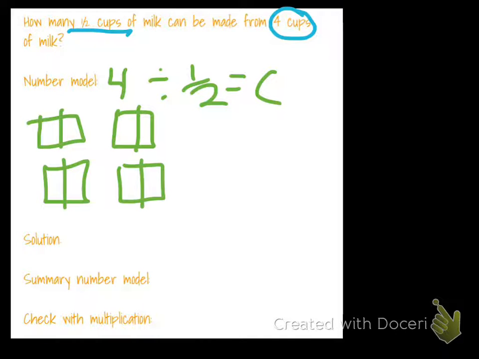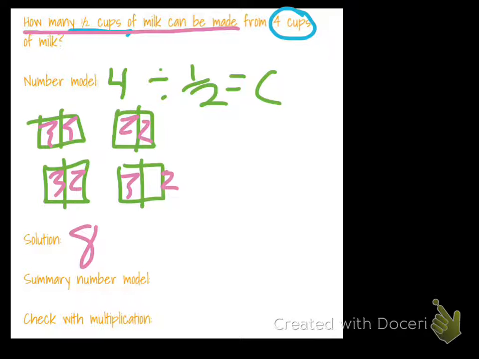Now my question asks, how many 1/2 cups of milk can be made? So how many 1/2 cups do I have right now? 1, 2, 3, 4, 5, 6, 7, 8. So my answer is 8 1/2 cups. Now, the other way to solve it is with multiplication, our summary number model. We have 4 divided by 1/2 equals 8.